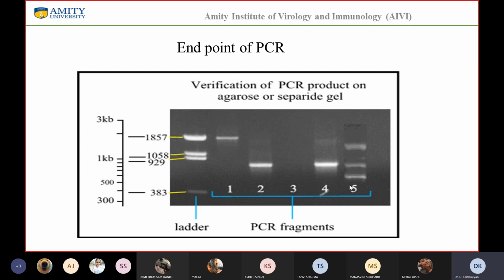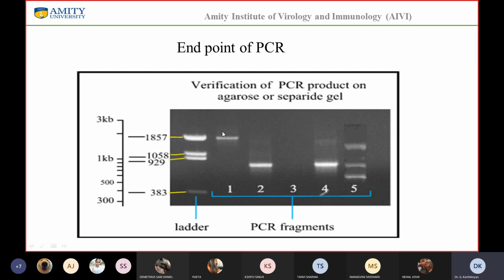So we need to optimize it. In this case, I'm not sure whether it is a suboptimal PCR or whether they have purposely done PCR to have three different PCR products. Generally, the end of PCR is only one single product, but you can also have multiple products. We'll come back and look at some of those things in subsequent classes.